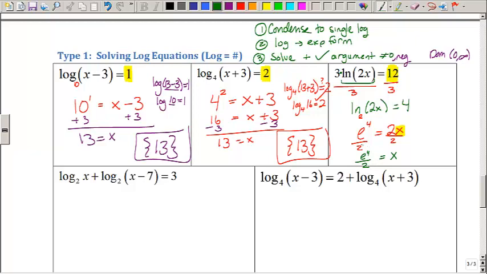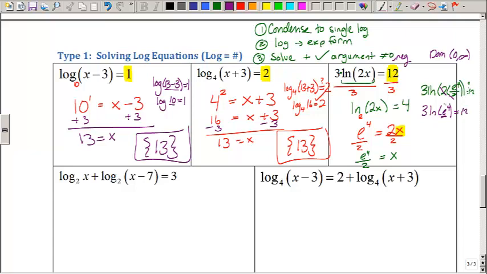So when I plug in this non-negative answer into my original problem, 3 times ln of 2 times e to the 4 over 2 is supposedly equal to 12. The 2's inside my argument can divide out, and I just get 3 ln of e to the 4. E to the 4 we've already said is positive, so this is as far as I really need to go. You're welcome to check it. You can type this in the calculator to make sure that it works. But that's as far as you're required to go.